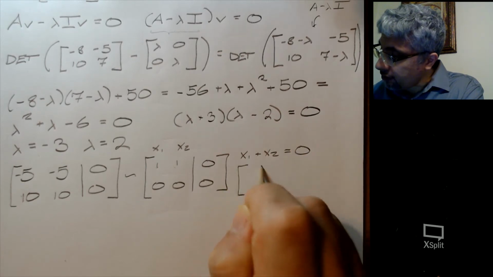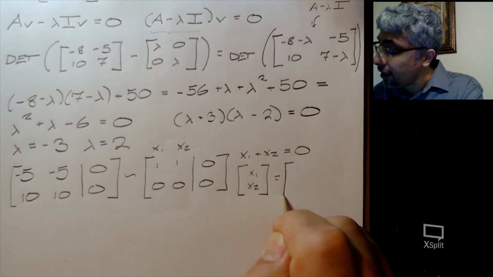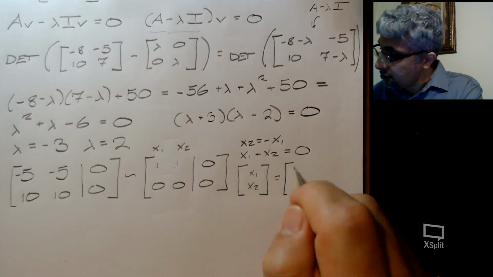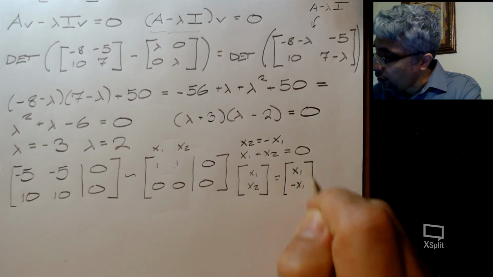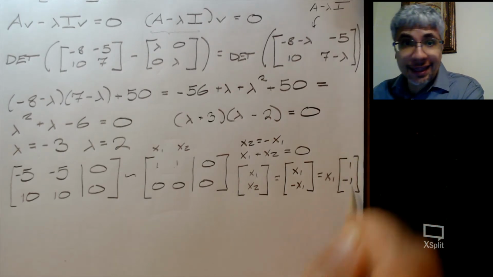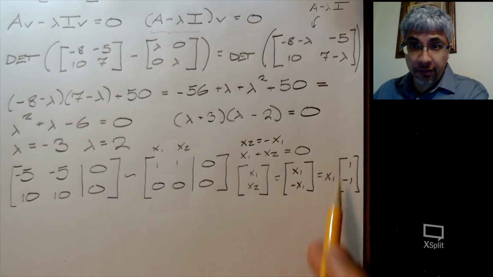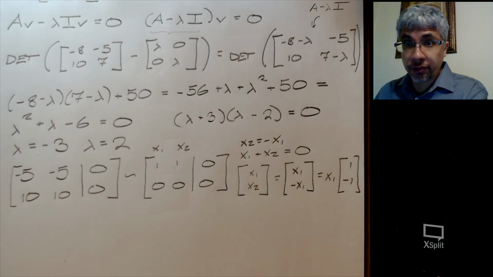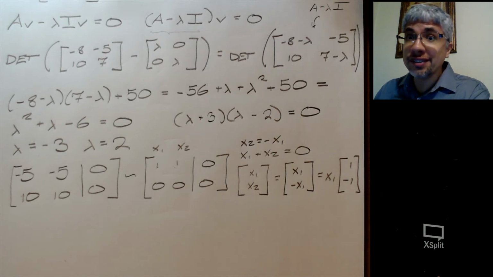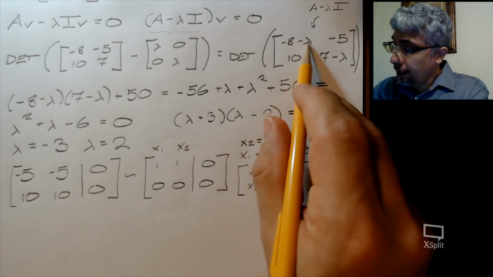So if I have the vector x1, x2, I know that x2 is negative x1 from this equation. So that's like having x1, minus x1, or I could just pull out an x1 and get 1, minus 1. And this is the eigenvector for negative 3. This is the entire null space, all multiples of this eigenvector. Yes, I can choose any multiple I want. I'm just going to choose this one. If I wanted to choose, say, minus 1, 1, that would be fine as long as I stuck with it throughout.